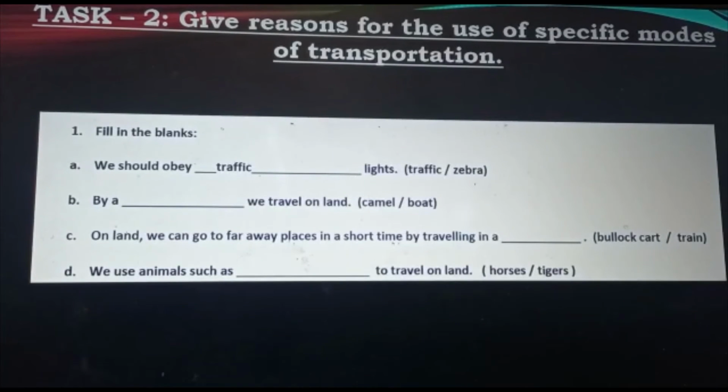Here comes the children who can do task 2. Please go ahead. This is just a glimpse of question number 1. I have written many more in the worksheet. Give reasons for the use of specific modes of transportation. There are a few questions given on your screen right now. Please try to attempt these questions, and if you want more, please do ping me without fail.